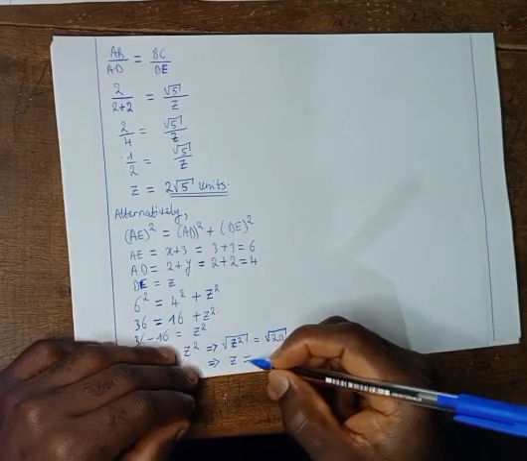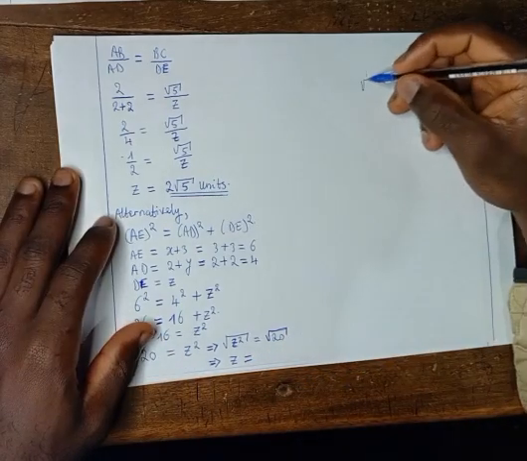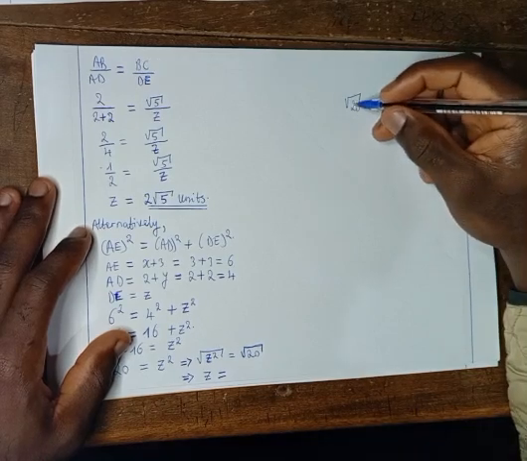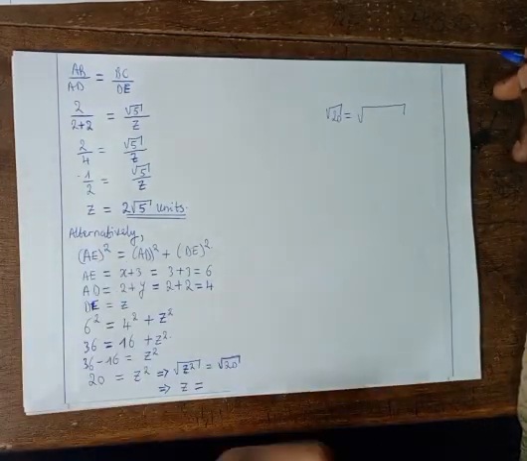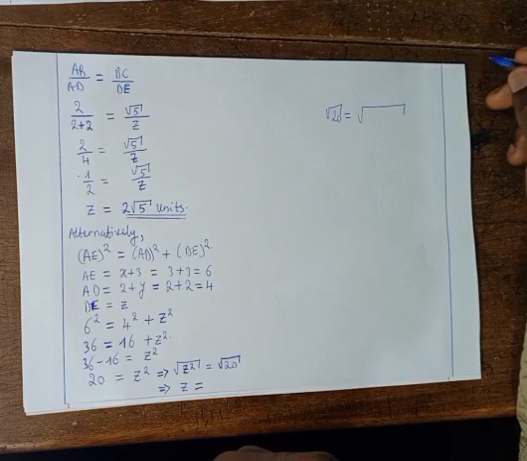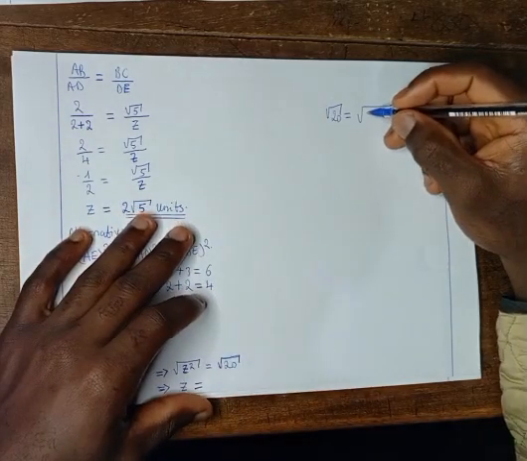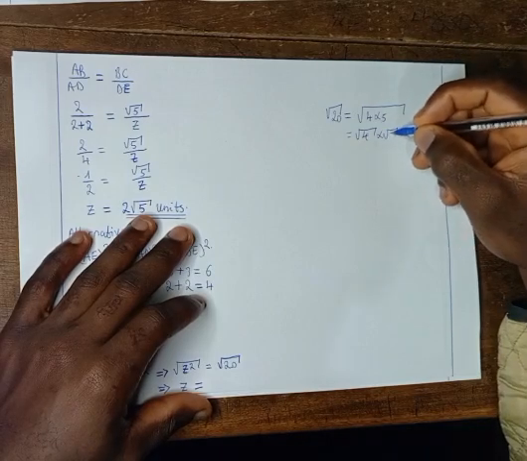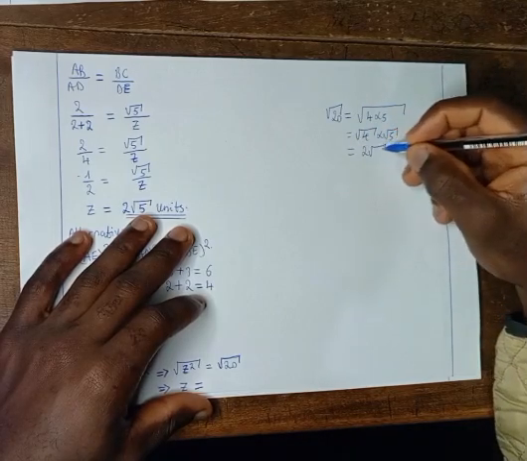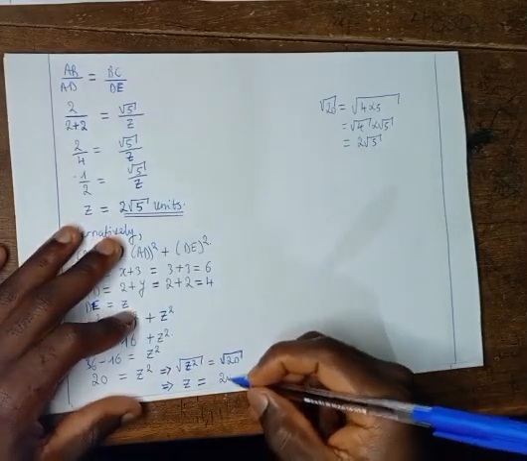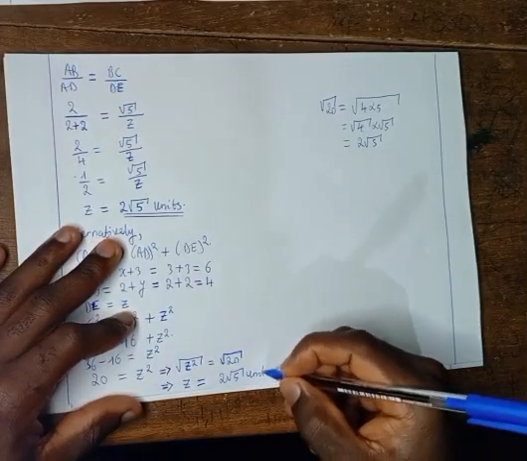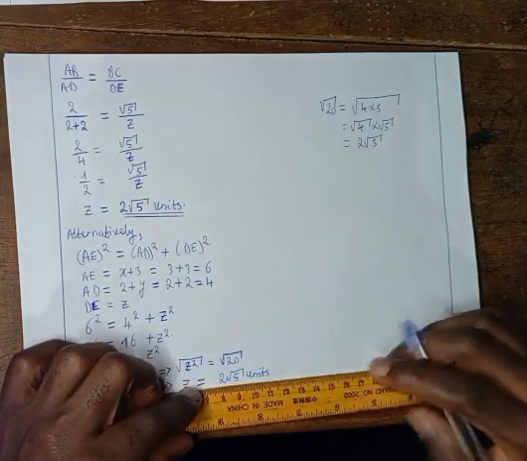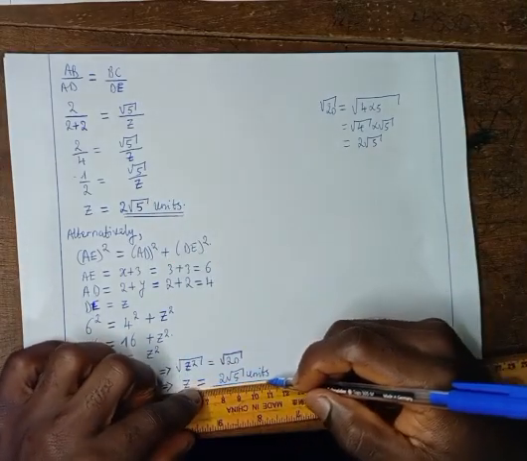Then Z will simply be equal to root 20. We can express 20 as the product of two numbers such that one of them is a perfect square. So this will give us 4 times 5. This will be equal to the root of 4 times the root of 5, which is 2 root 5. So this will simply give us 2 root 5 units, which is the same result as the first. We are done with the solution.